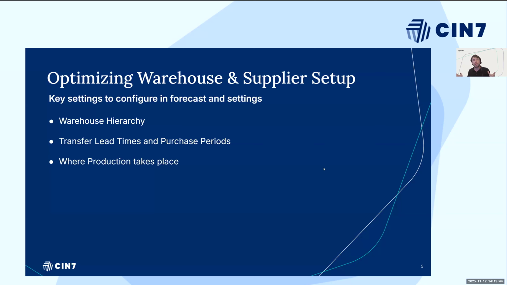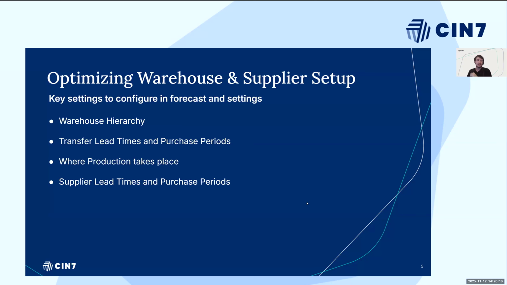You can also specify where production takes place. So kind of the same theme of the warehouse hierarchy. You're saying whether a warehouse receives transfers or receives its purchases. You can also say whether a warehouse has production that happens there. So if you have demand at a warehouse and that product in that warehouse that has demand has a bill of material assigned to it, Sin7 can suggest that an assembly or a production job can take place whenever that item is needed there.